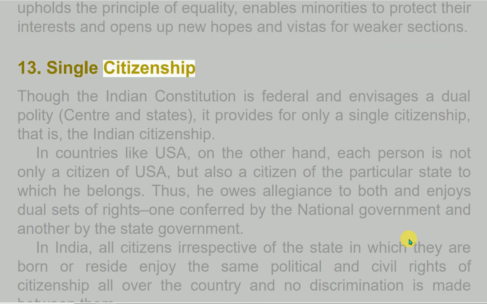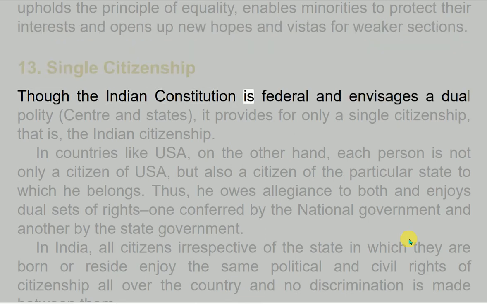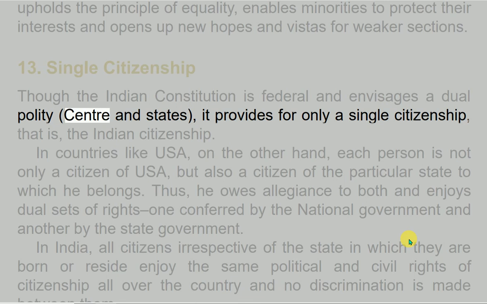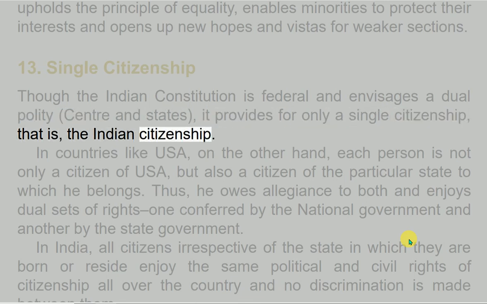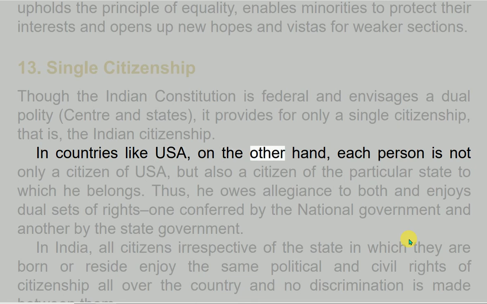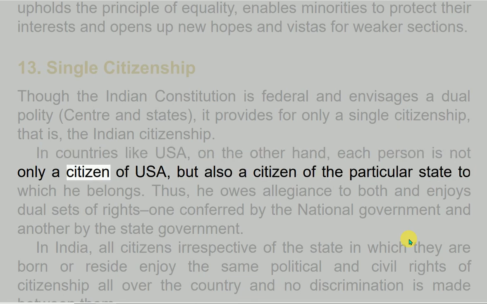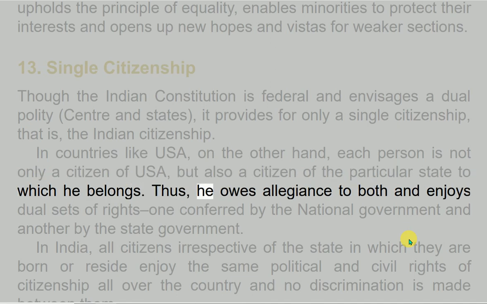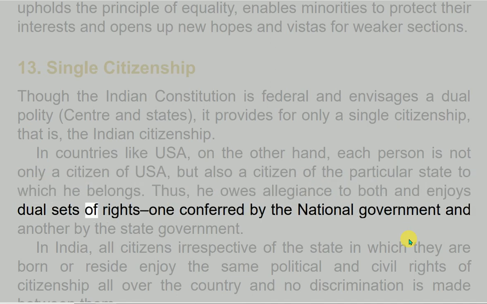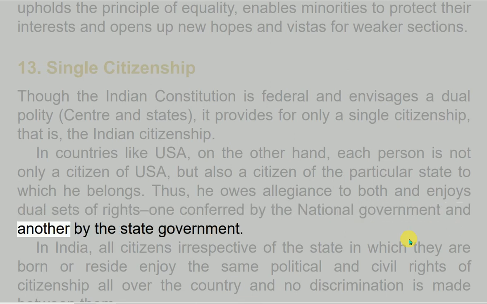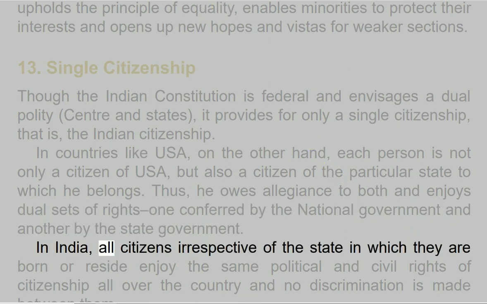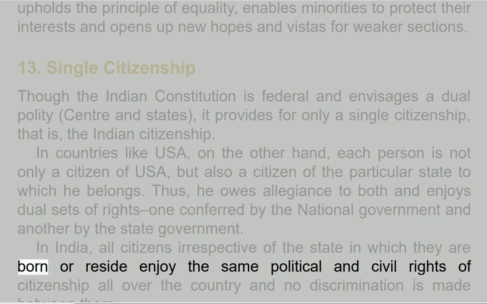13. Single citizenship. Though the Indian Constitution is federal and envisages a dual polity, center and states, it provides for only a single citizenship, that is, the Indian citizenship. In countries like USA, on the other hand, each person is not only a citizen of USA, but also a citizen of the particular state to which he belongs. Thus, he owes allegiance to both and enjoys dual sets of rights, one conferred by the national government and another by the state government.